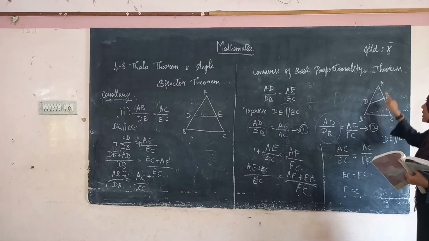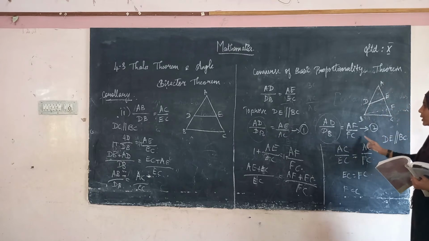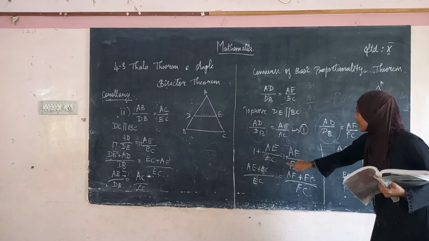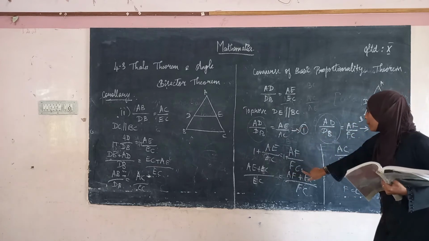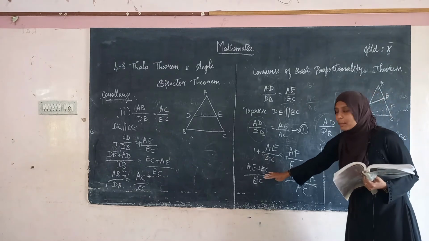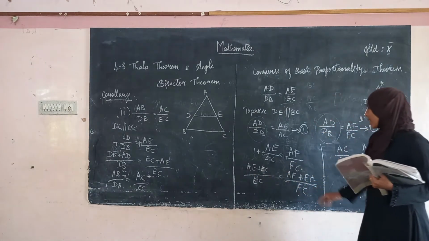So AD divided by DE is equal to AF divided by FC. Here we have one term in common, therefore we can equate AE divided by EC is equal to AF divided by FC. So adding 1 on both sides, we got this. After taking the LCM, AE plus EC, here AF plus FC.